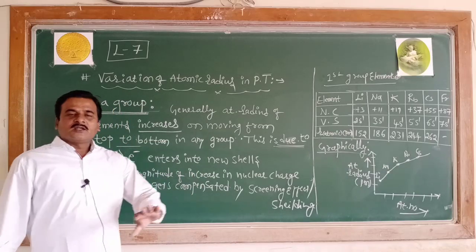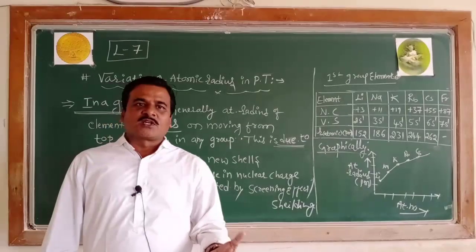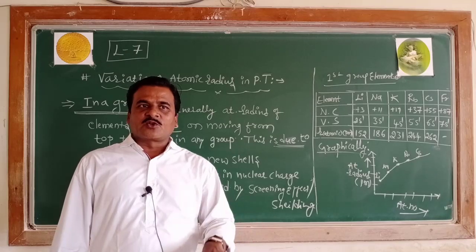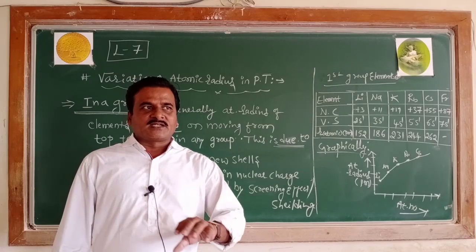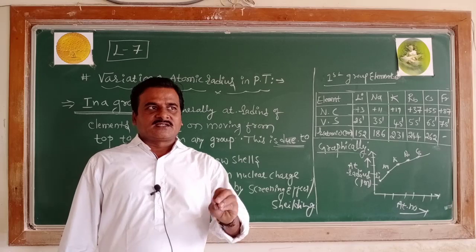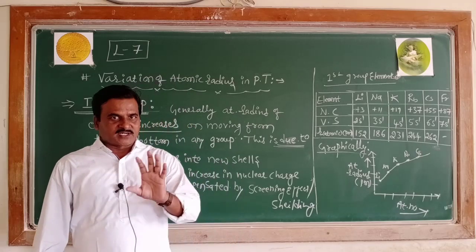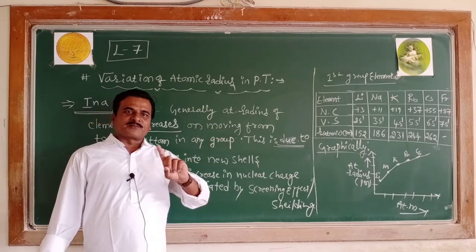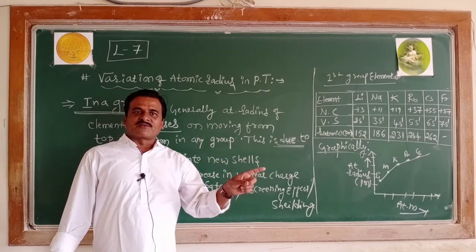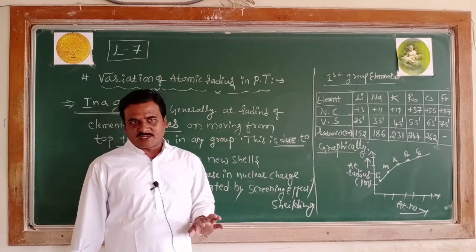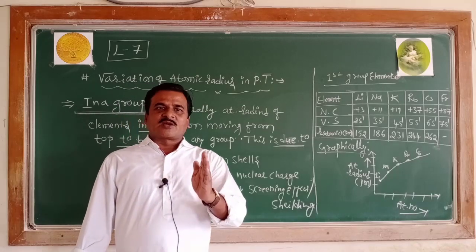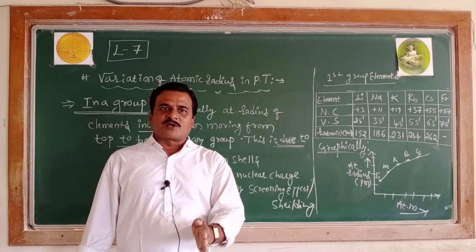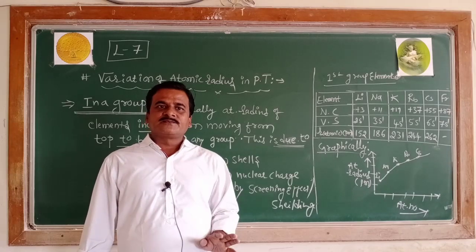Hello students, before we conclude the trend of atomic radius along a period and down a group, let's collect the highlights. The atomic radius of elements in a period decreases moving from left to right in the periodic table, and the atomic radius of elements in a group increases moving from top to bottom.